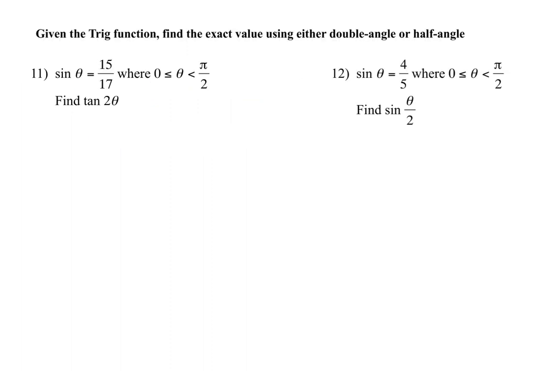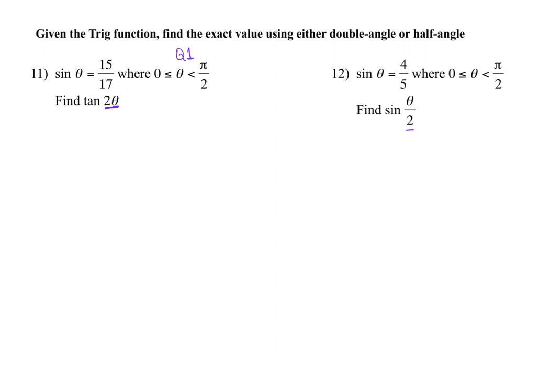For these, you're going to use either the double angle or the half angle. Obviously, if they have 2 times theta, you're going to use double angle. Theta over 2, you're going to use half angle. You do need to know where theta is located. This is quadrant 1. So this helps you know what signs, positive and negative, to use.